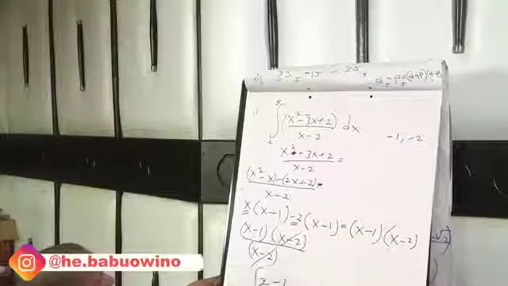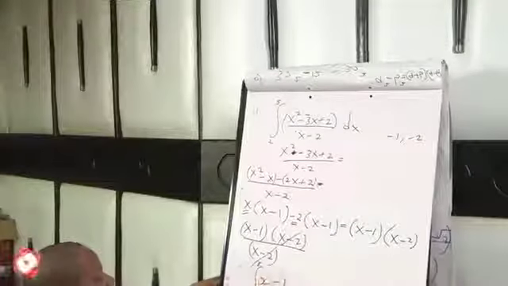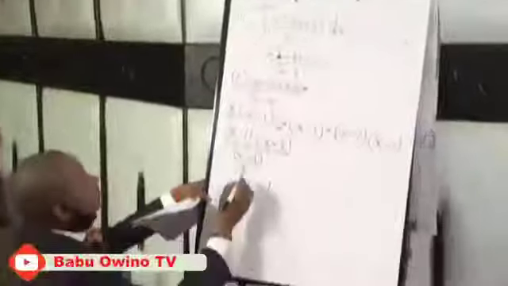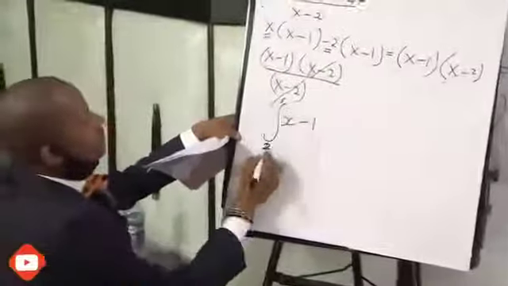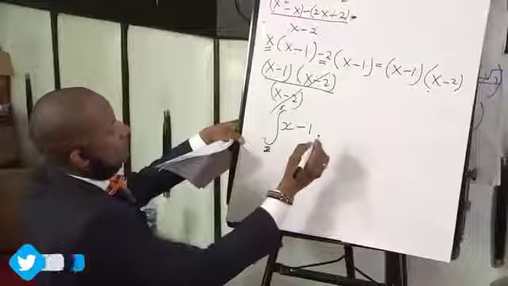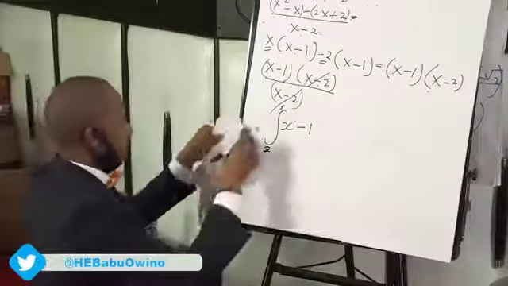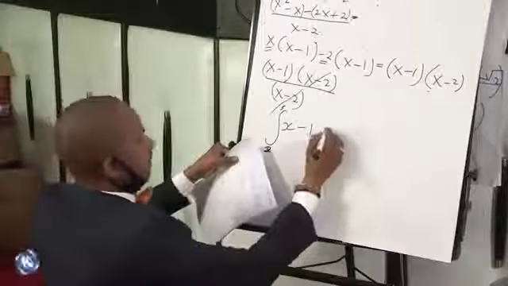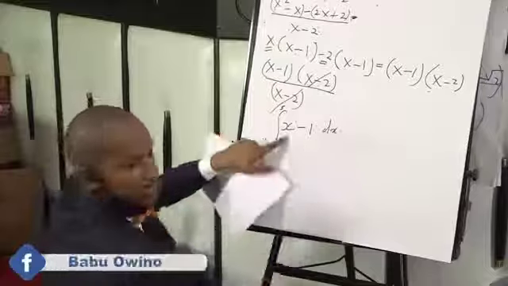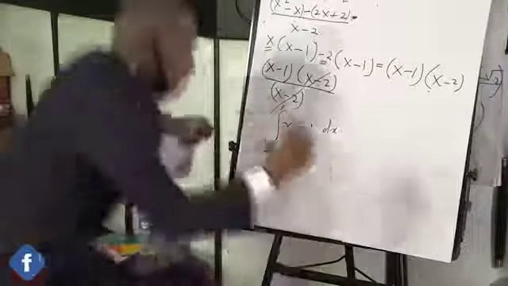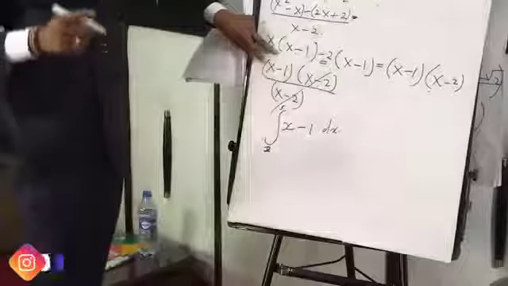So you are told to integrate this with limits of 5 and 2. Okay? 5 and 2, dx. So we want to integrate this value. So I want to start on a fresh page on the integration.